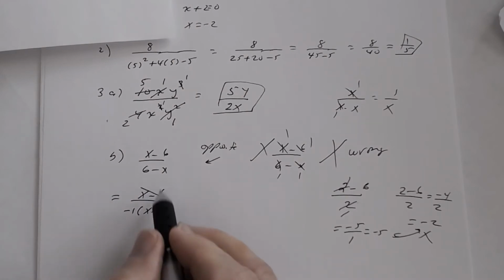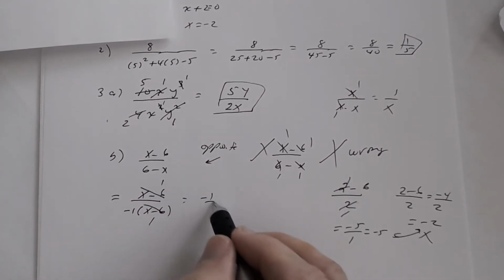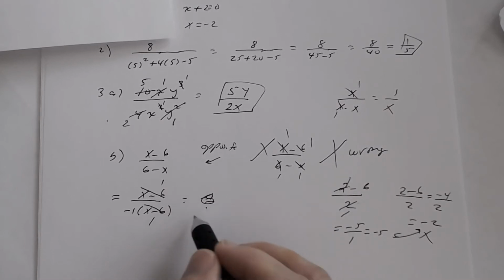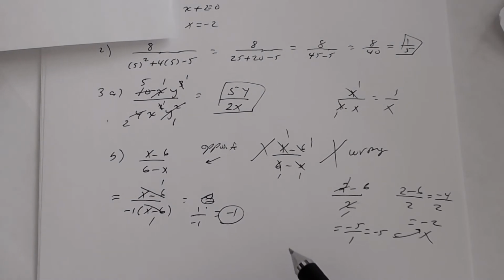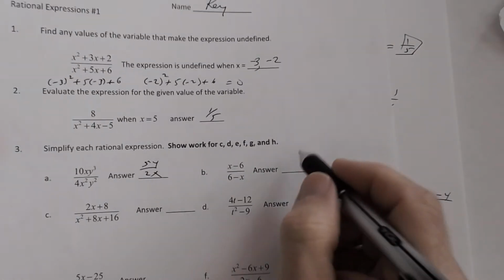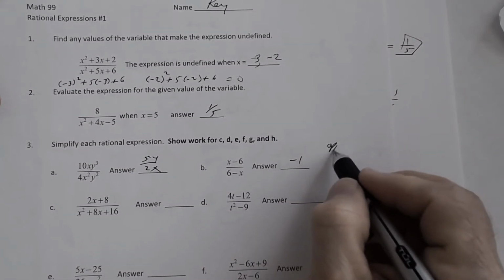And now I can reduce. And so then I get 1 divided by negative 1, which is negative 1. And that's the answer. So the answer in letter B is negative 1. These are opposites. So you got to remember the idea of opposites.